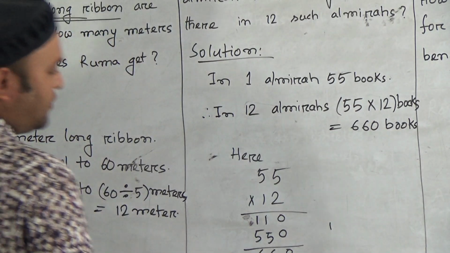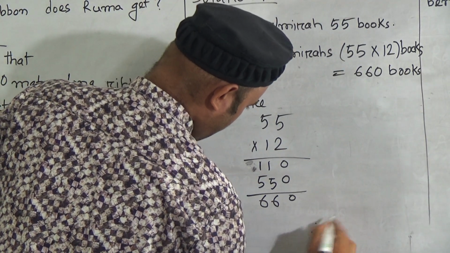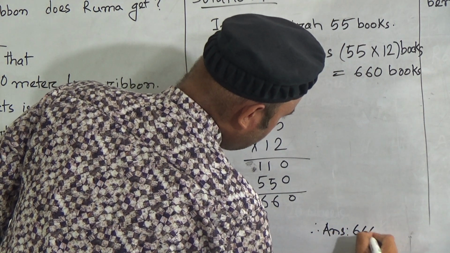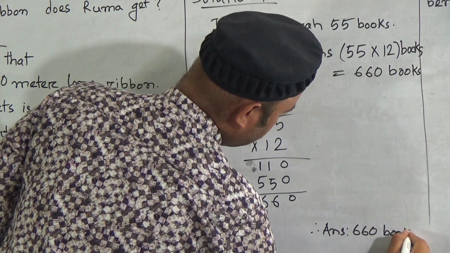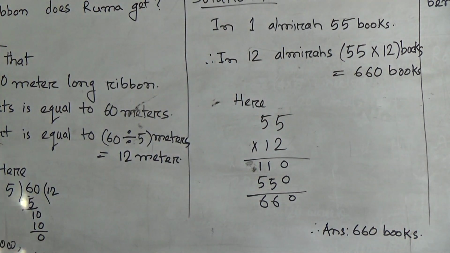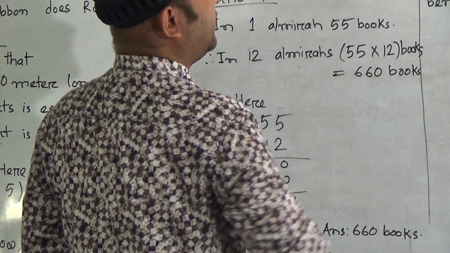So how many books are there? So there are 660 books. My dear students, hope you understood this one. Now go to the next one, and the last one in our class.